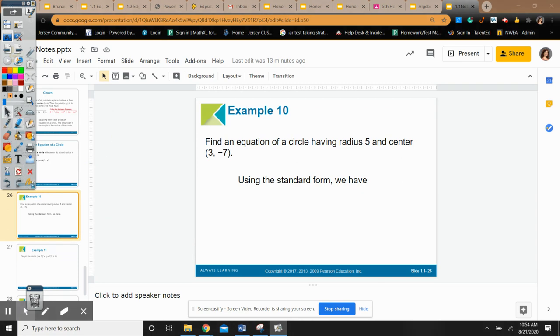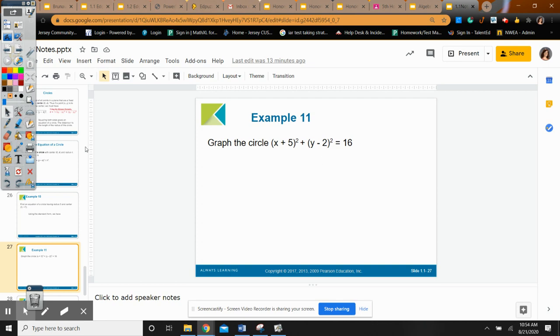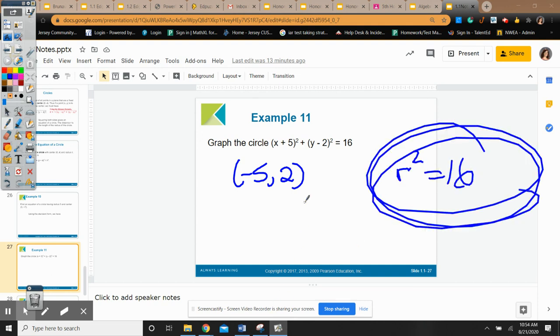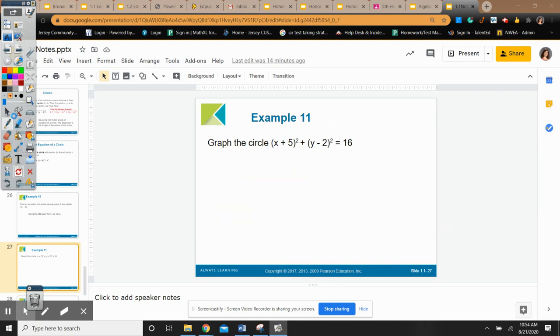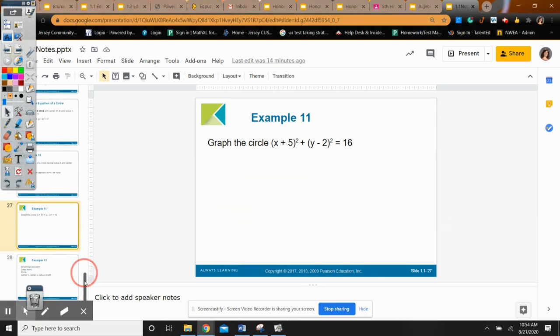Okay, we're almost done. One more of these to graph. I'm not going to graph it because I just showed you. This would be negative 5, 2, but the radius squared is 16. Be careful there. The radius squared is 16. If the radius squared is 16, when you square root it, it's going to be 4. Now, where did I get the negative 5, 2? Change the sign, and then you would count out your radius and you would graph it.